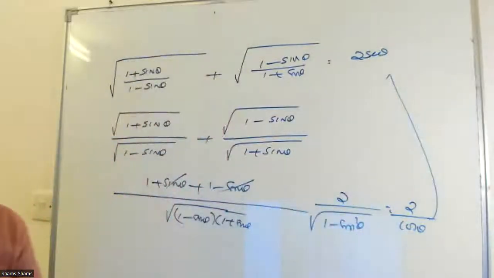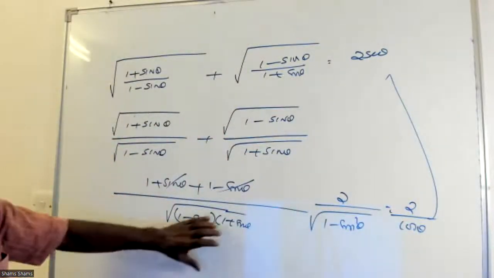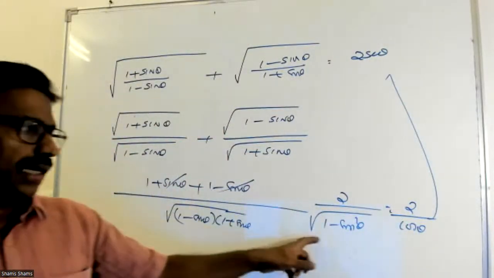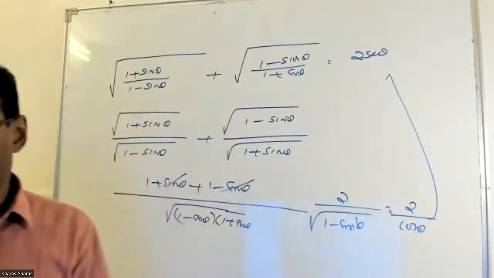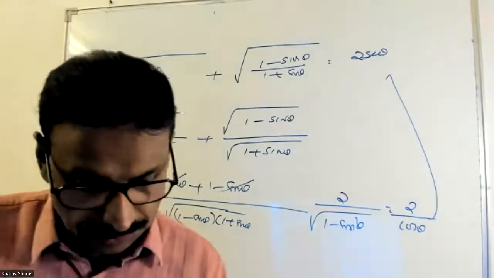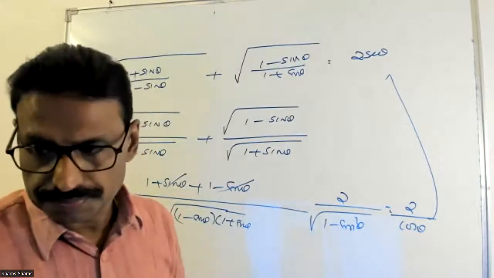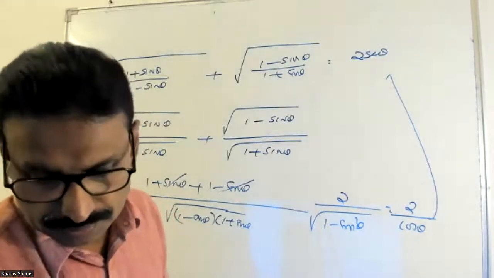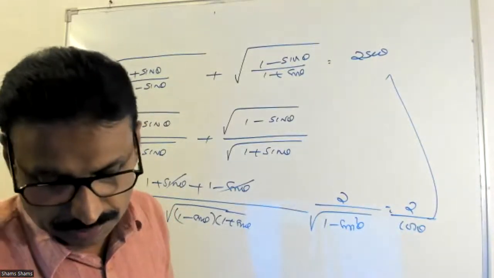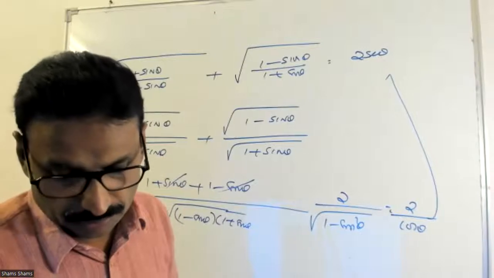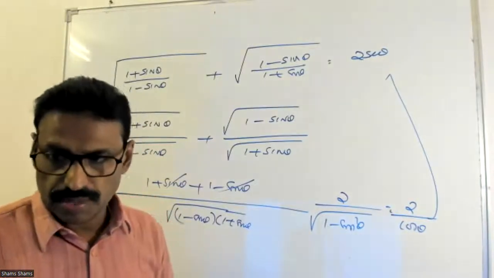Listen, if you are smart, you can directly write here. You can avoid this line and directly write cos theta. But if you are smart, then only you can try that. So, finish all? Yes, sir. Okay, so you don't want to try again? Sir, almost done. Okay, I'll wait.